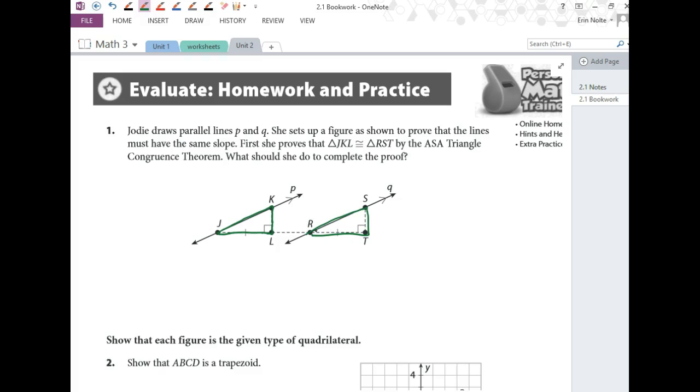So we need to figure out what the slope is. Okay, how do you find slope? Slope is what over what? Rise over run. Okay, so if you're thinking about line P, how are we going to find the rise over the run? What sides are we going to use? Yes, Asia? JL, yeah. Okay, good.